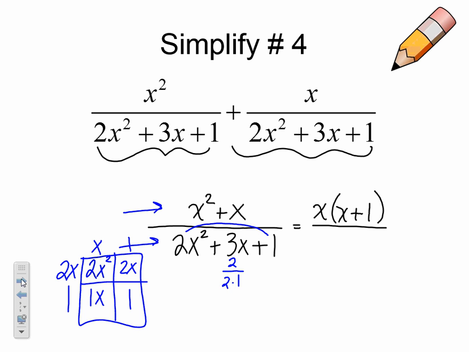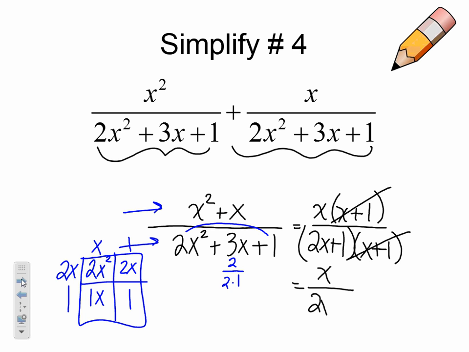And now that I see every little thing that it's made up of here, I can see that its factors include a 2x plus 1 and also an x plus 1. Now when I see them in factored form and I look at the numerator with the denominator here, those are common factors. So now I can say my final answer is an x over a factor of 2x plus 1. Okay, there's my final answer.